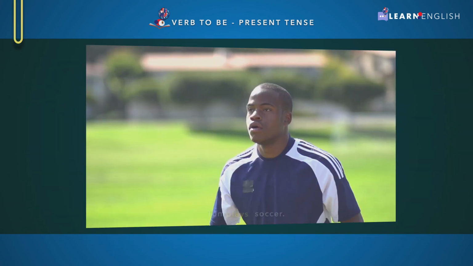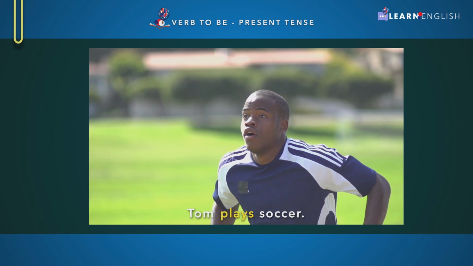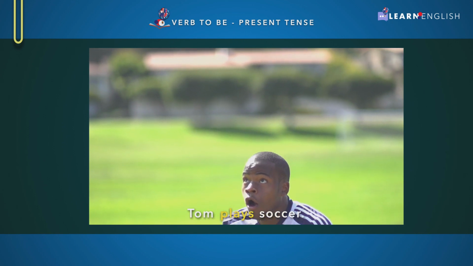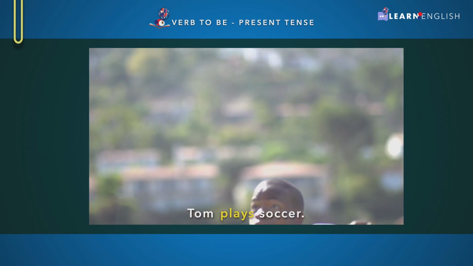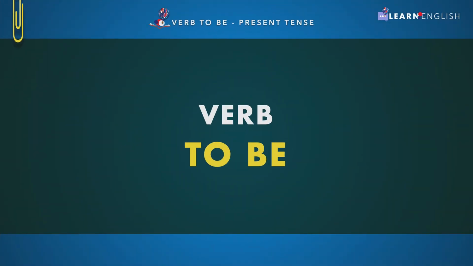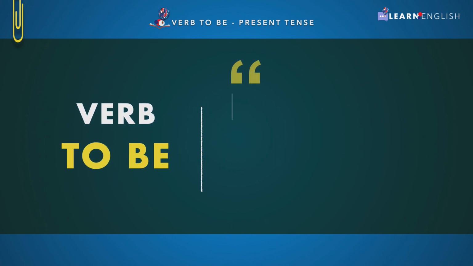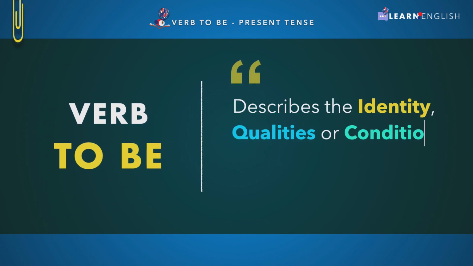In this example, Tom plays soccer. Again, we see an action word. That is the verb play. Tom plays soccer. In this lesson, we want to address one of the most important and basic verbs in English, verb to be, which describes the identity, qualities or condition of a person or object.